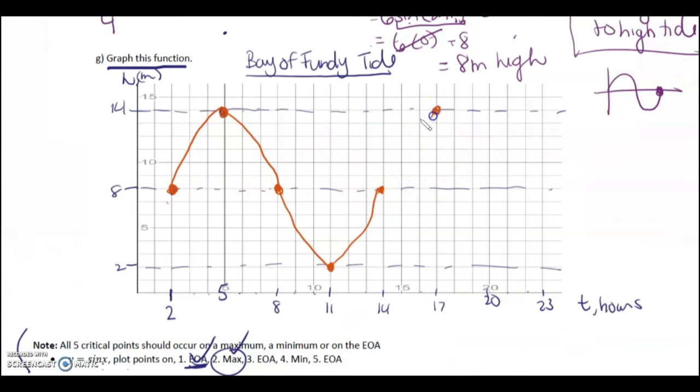Okay, at 17 hours, we're back at a maximum. Okay, 3 hours later, we're back at equation of axis. 3 hours later, we're back at a minimum. And let me see, let's just call this H at T.